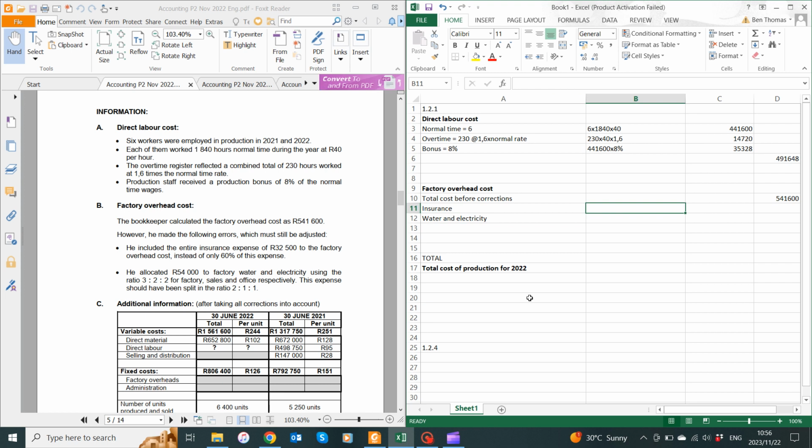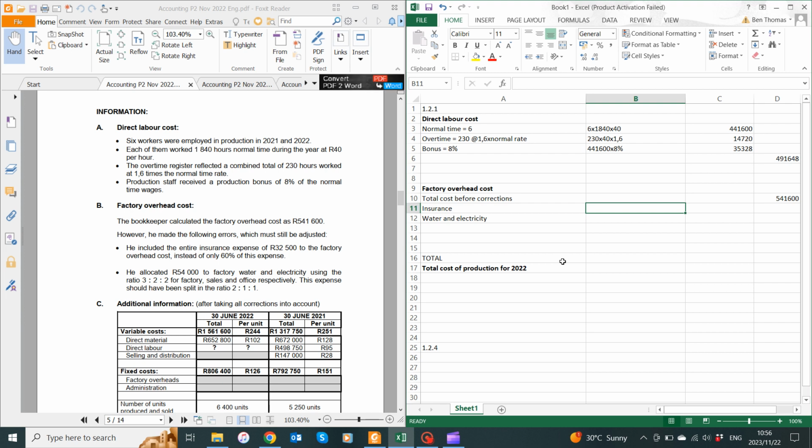Let's see what we can do here. Regarding the insurance, the entire amount of 32,500 Rand has been included in the total for factory overhead costs of 541,600. That's wrong because only 60% should be allocated to the factory. The other 40% will be allocated elsewhere. So what must you do? You must calculate the correct amount, and we must find the difference, because you've added the full amount to your factory overheads and we only want 60%. So we actually need to calculate the difference first.